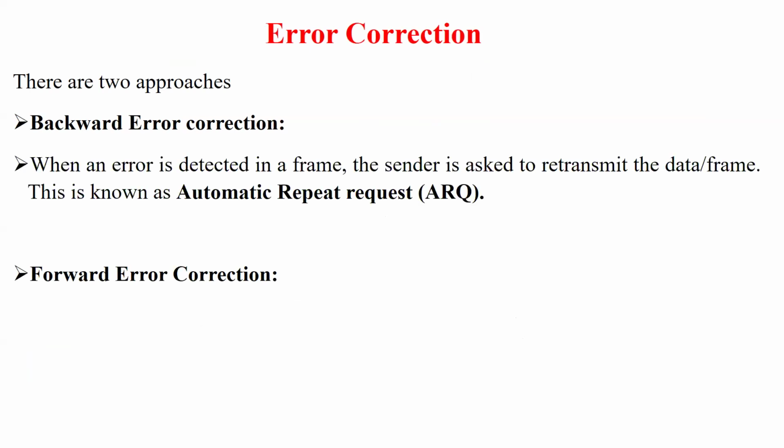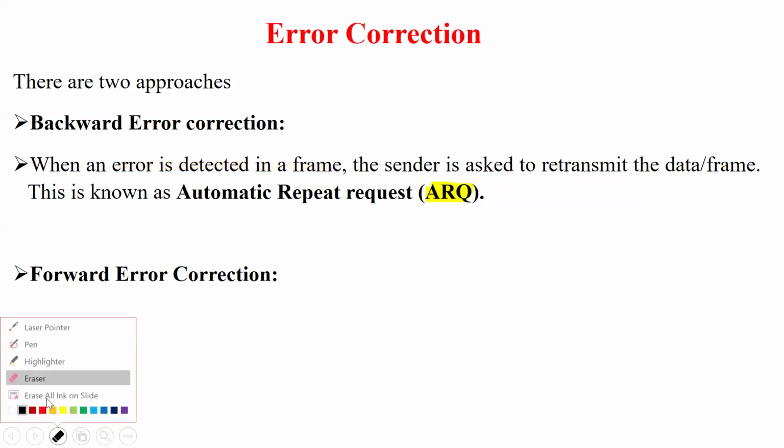Coming to backward error correction, what it means is that when an error is detected in a frame, the sender is asked to retransmit the data or frame. So here that is called an automatic repeat request, which we shortly call ARQ. So this is backward error correction.